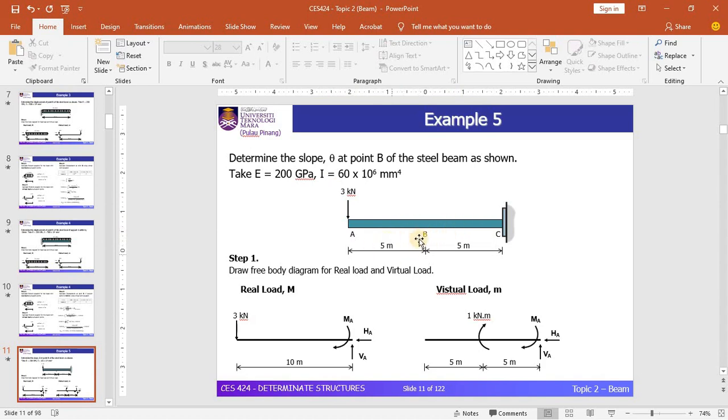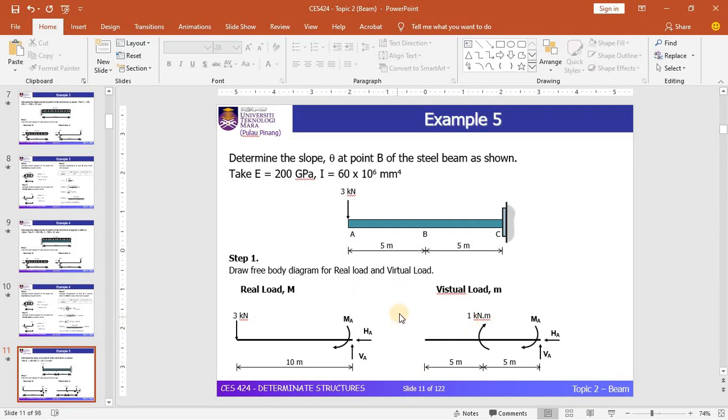Okay, so as usual, you need to have two diagrams. You need to have a real diagram and you need to have a virtual diagram. For the real diagram, as usual, you just copy down that diagram exactly. For the virtual diagram, since the question is asking to calculate the slope at point B, you need to apply one unit moment at point B, as you can see in this diagram.